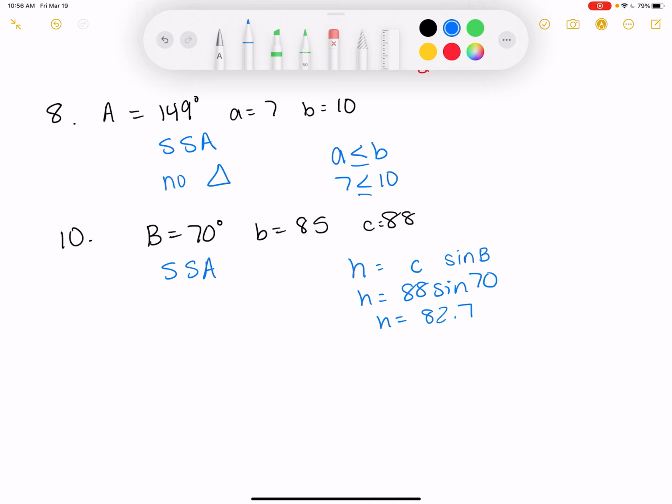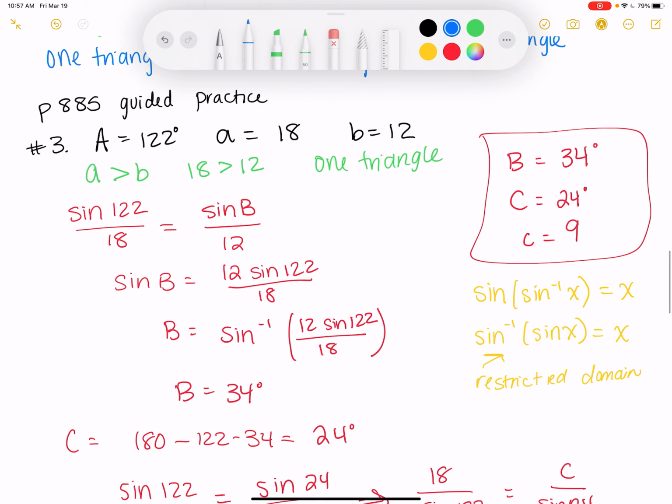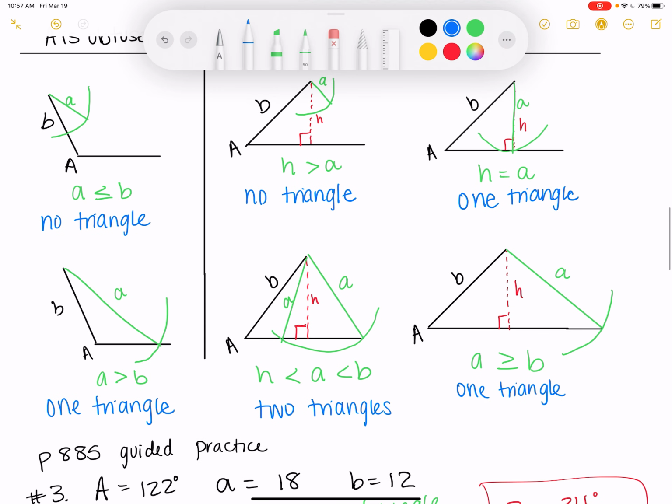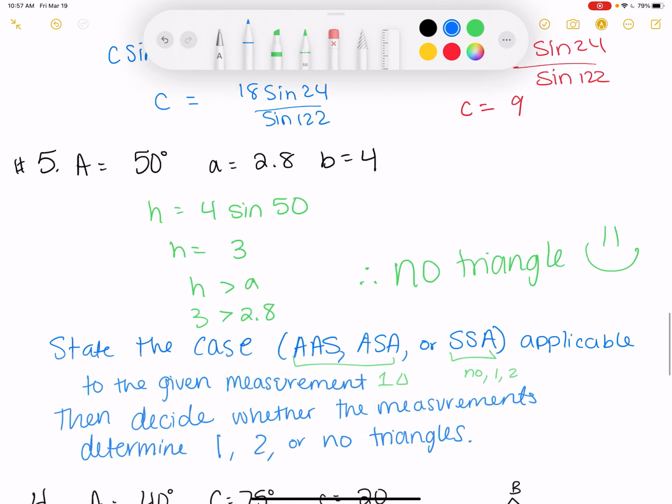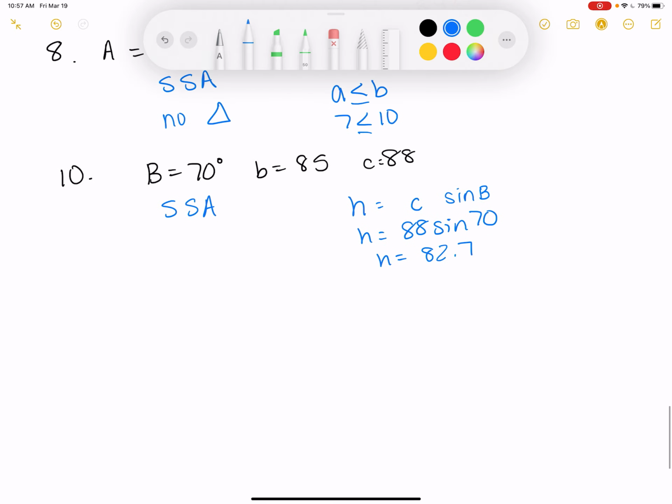Okay, 82.7. So I need to look back at the chart to compare here. It's less than. The only situation where h can be less than something is if there are two triangles. So we have two triangles.